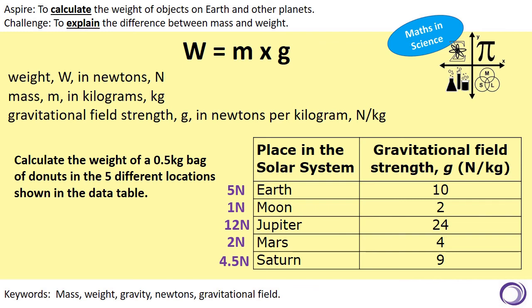So they feel very different. So your bag of donuts, the same mass, it's the same amount of donut, would feel very different. If you look at picking up your bag of donuts on Jupiter compared to the moon, then it would feel 12 times heavier, 12 times the weight, but it's still the same mass of donuts. It's just that gravity is 12 times stronger.